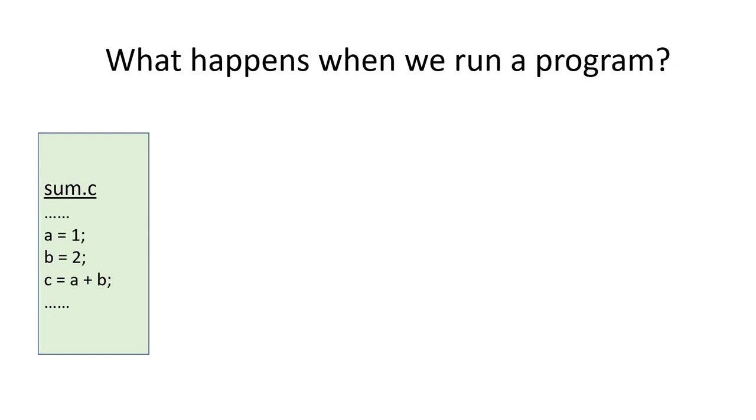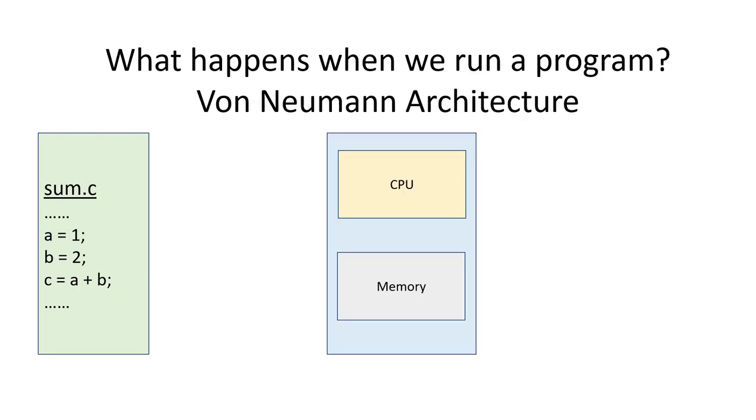All right. So let's take a close look at what happens when we run a program. So here I've got just three lines out of a much larger C program called sum. All this program is going to do is take two numbers stored in variables and add them together and store that in a third variable. So as we run this code, I want to take a look at this from a very specific point of view, the von Neumann architecture.